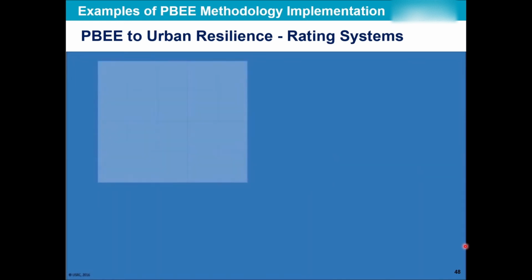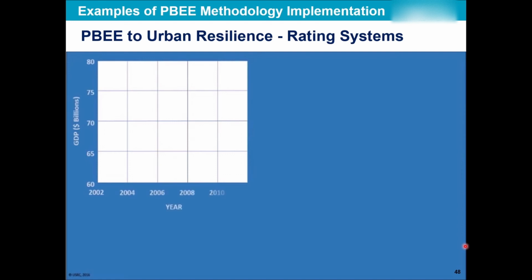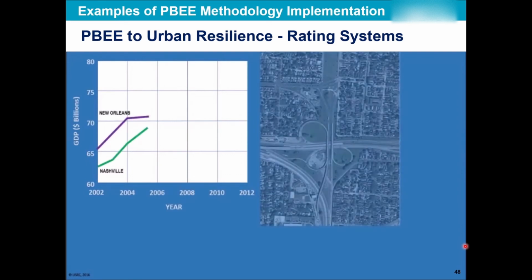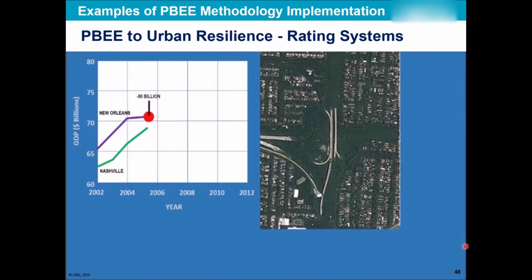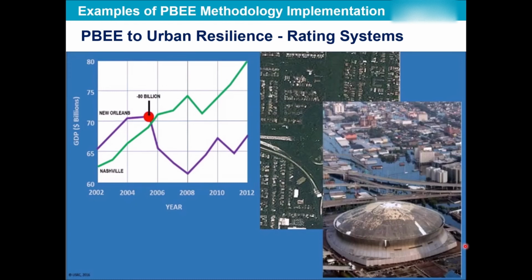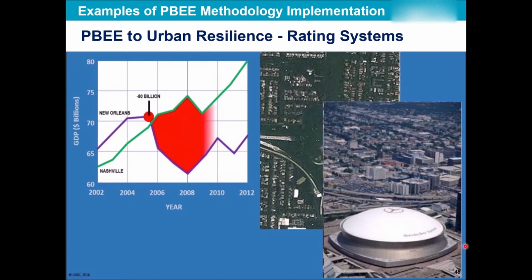Consider the cities of Nashville and New Orleans, both of which were growing economically in the early 2000s, until in 2005, Hurricane Katrina hit New Orleans and caused an estimated $80 billion in property and economic losses. Over the ensuing decade, New Orleans continued to struggle to find its footing, whereas Nashville grew and thrived. If you think of Nashville as a proxy for what New Orleans might have been had it been more resilient, you can see that the city of New Orleans could have lost up to another $100 billion or more because it wasn't resilient.